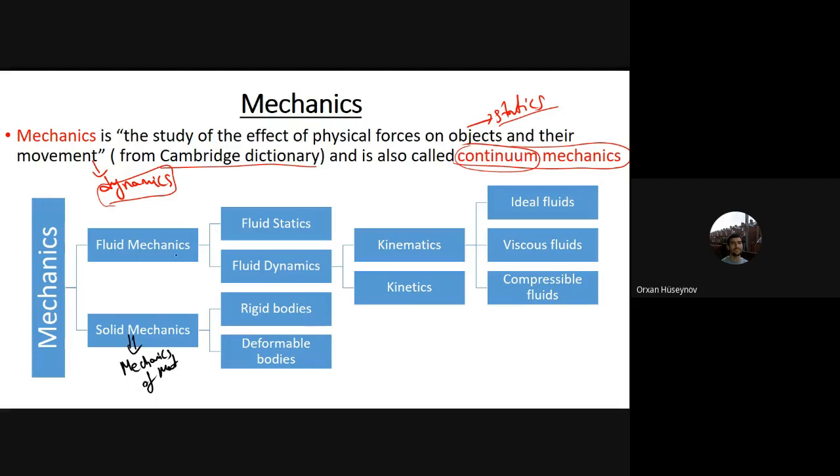And for fluid mechanics, we have 2 groups as a classification. One is fluid statics, and the other one is fluid dynamics. In fluid statics, the fluid doesn't move. The name says it. Okay, it doesn't move. There is no net force on the fluid. For dynamics, the fluid moves. There are forces acting on it.